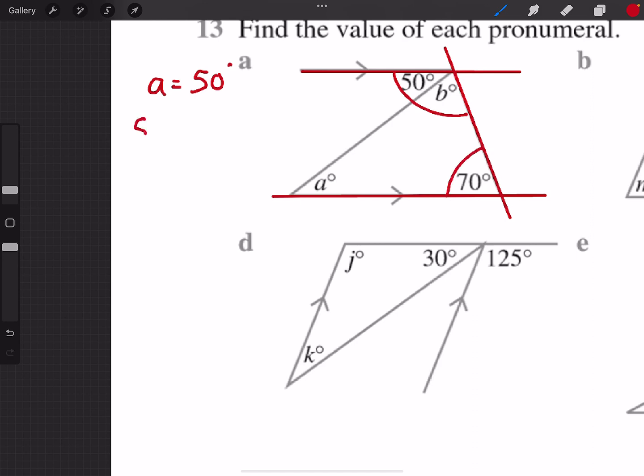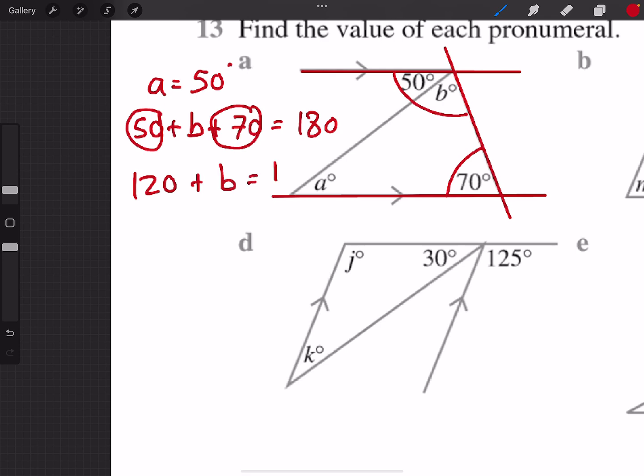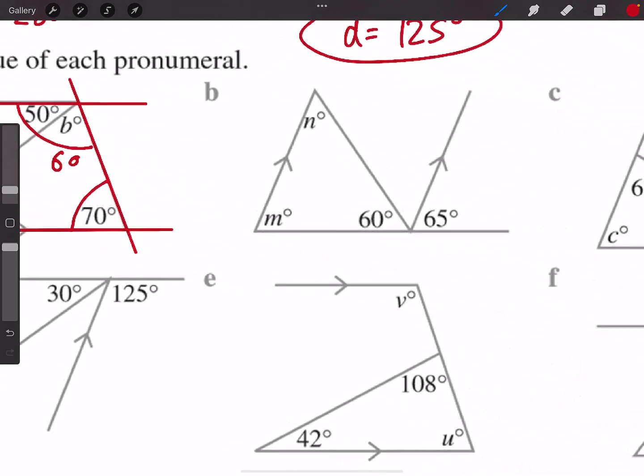So we know that 50 plus B plus 70 must equal 180. Okay, so let's add these two together. 50 plus 70, that makes 120. 120 plus the angle B is 180, so therefore B is equal to 60. That's 60 and that's 50. There's your answer. A is equal to 50, B is equal to 60.